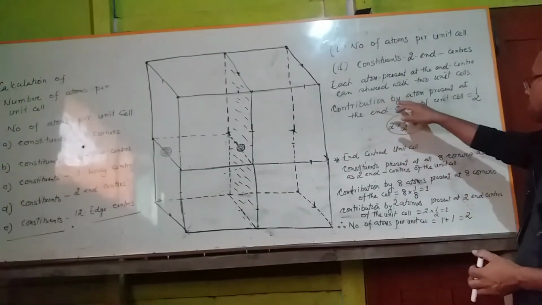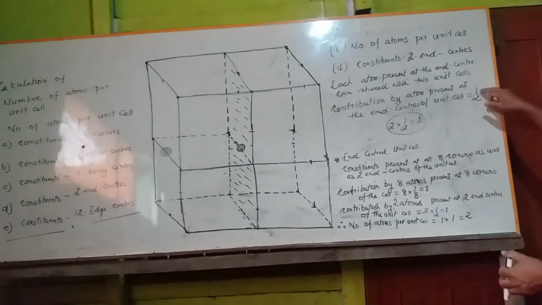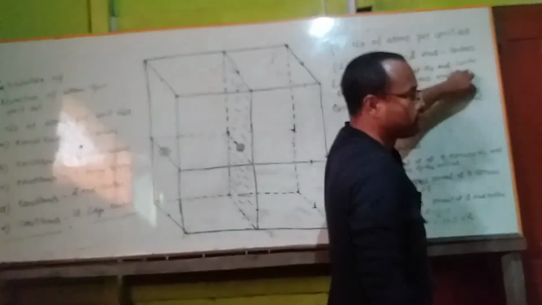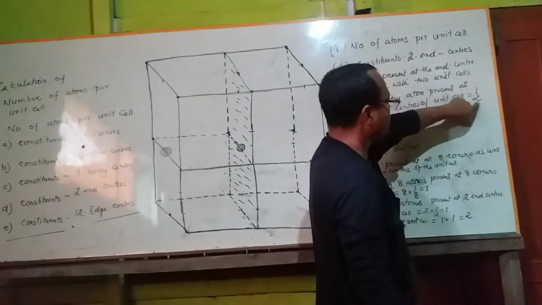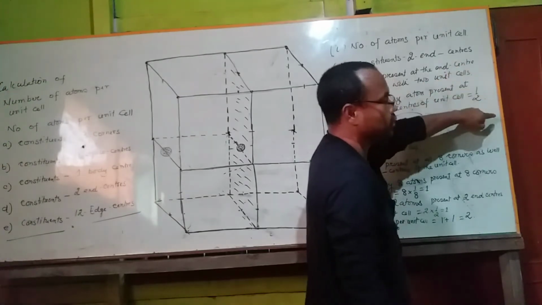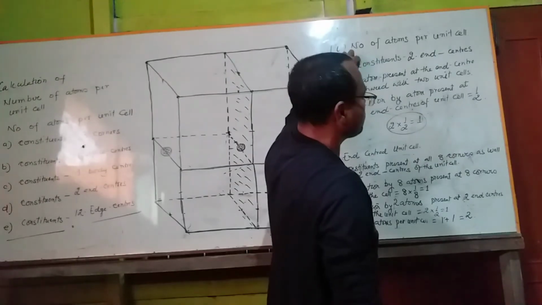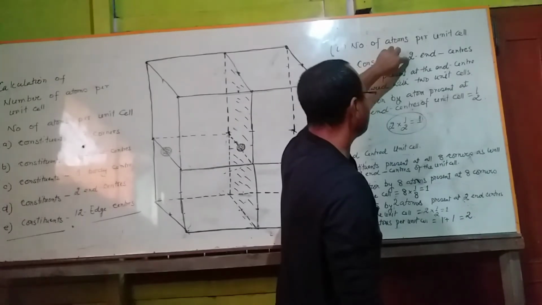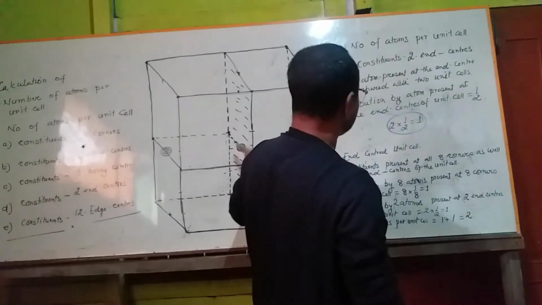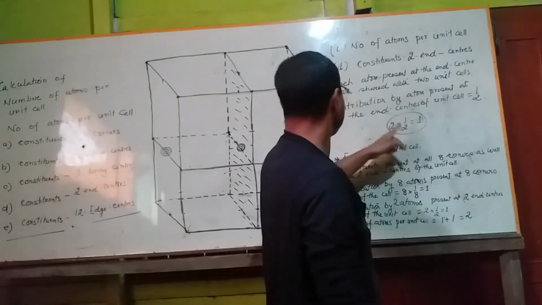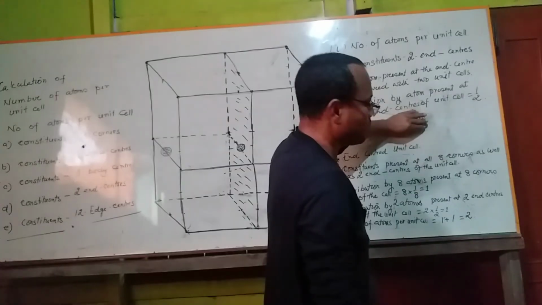Now the contribution by an atom present at the end center of the unit cell: here I said this one is the number of atoms present at one end center, and this is the number of unit cells, that is we can write 1 by 2. So if we calculate the number of atoms per unit cell where the constituents are present at the end center, the number of end centers is 2, then 1 is the number of atoms present at one end center divided by the number of unit cells, that is 2 into 1 by 2 is equal to 1. So keep that in mind.